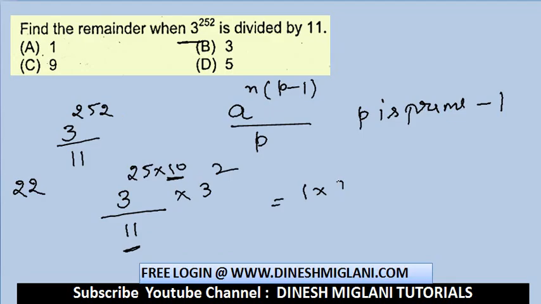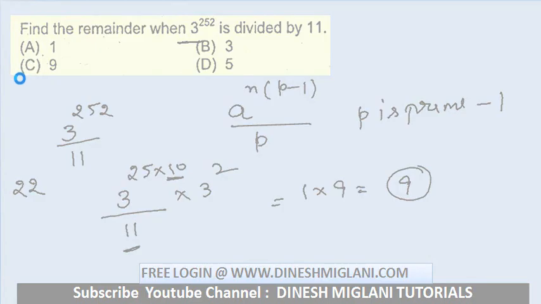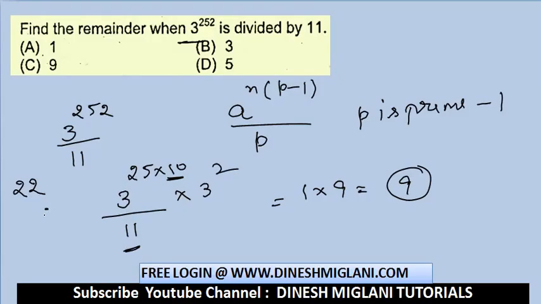So it should be 1 into 9. The final remainder is equal to 9. Hence you can say C is your answer. Your remainder is equal to 9. So in this question the remainder is said to be 9.